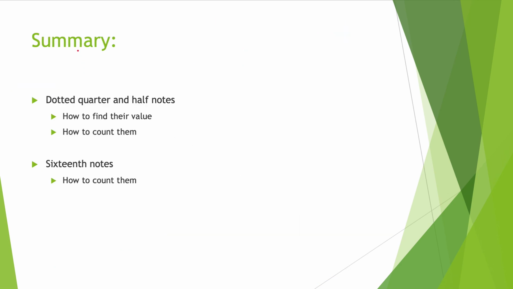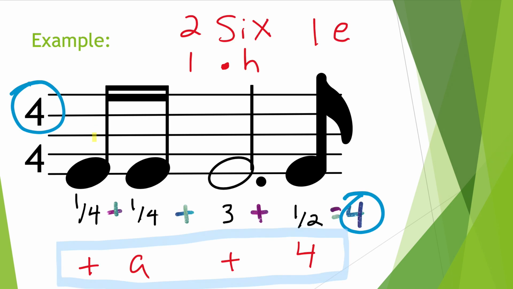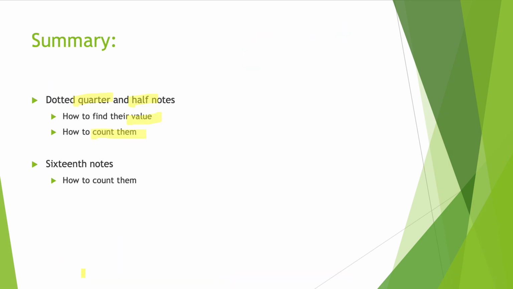So today, we covered dotted quarter and dotted half notes, since they are the most common types of dotted notes, how to find their value, and how to count them. Also, this is something to keep in mind: their value and how to count them does differ. We learned that in this example, because although this might be the value, this is how you would count them. And then we looked at 16th notes, and mainly how to count them.